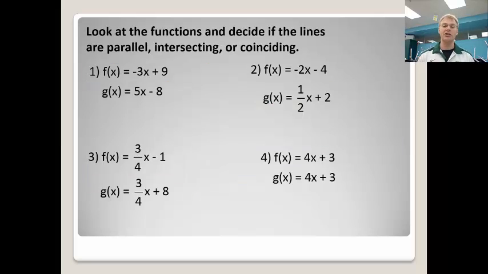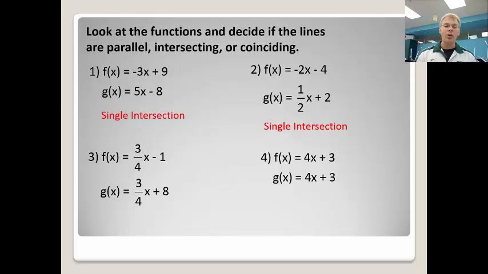So let's actually do this stuff together here. We've got four pairs of functions here, and we need to determine whether these lines are parallel, have a single intersection, or will be coinciding. So if we look at our first example, the first thing we should look at is the slope. The slope of f(x) is -3. The slope of g(x) is 5. Those are different, so that's a single intersection. In 2, the slope of f(x) is -2. The slope of g(x) is 1/2. That's different, so single intersection there, right?